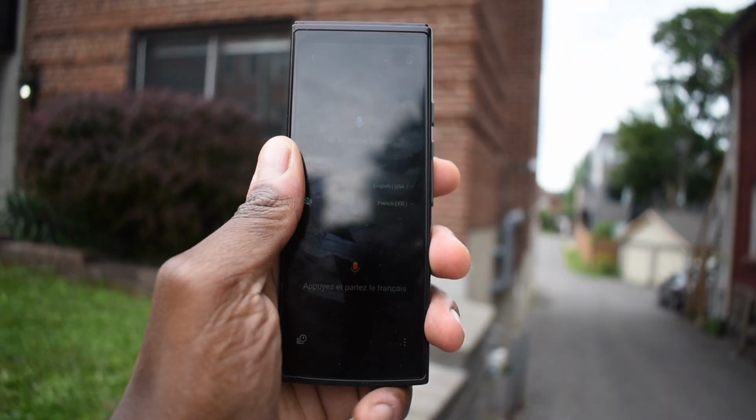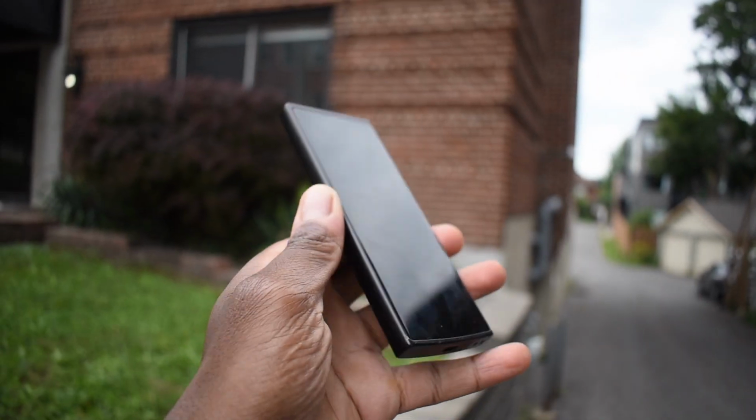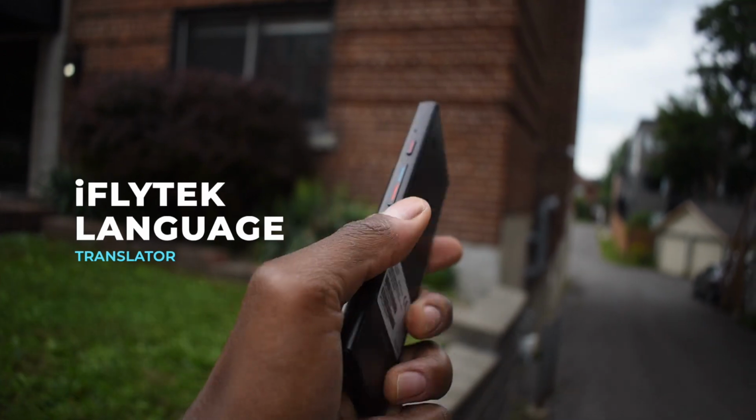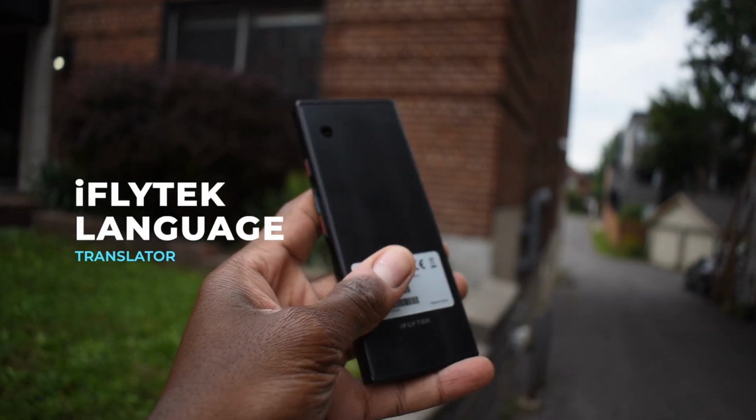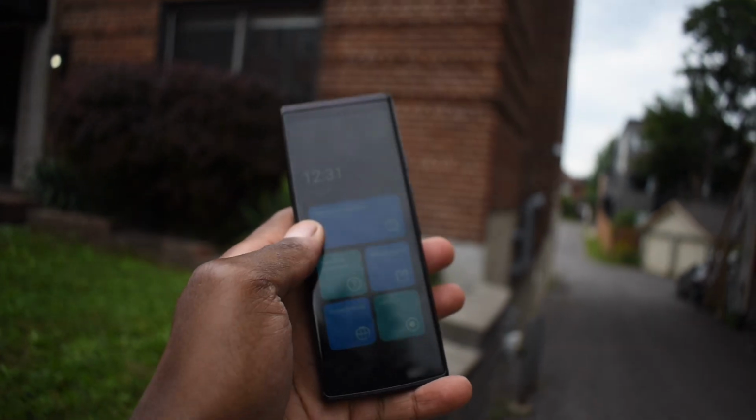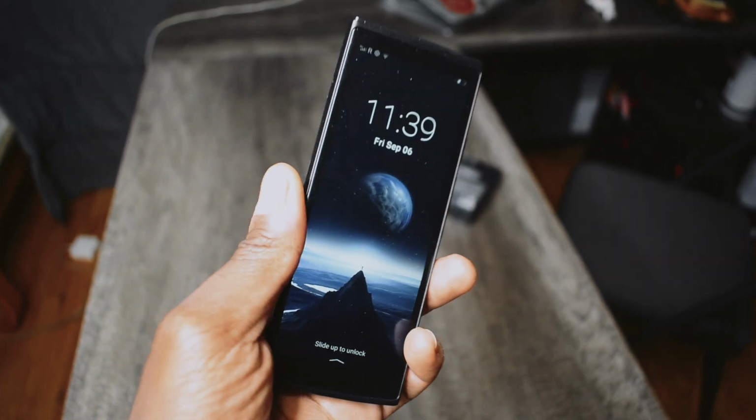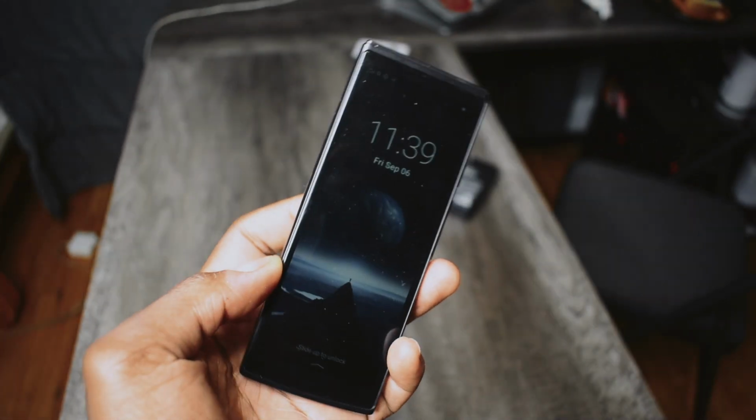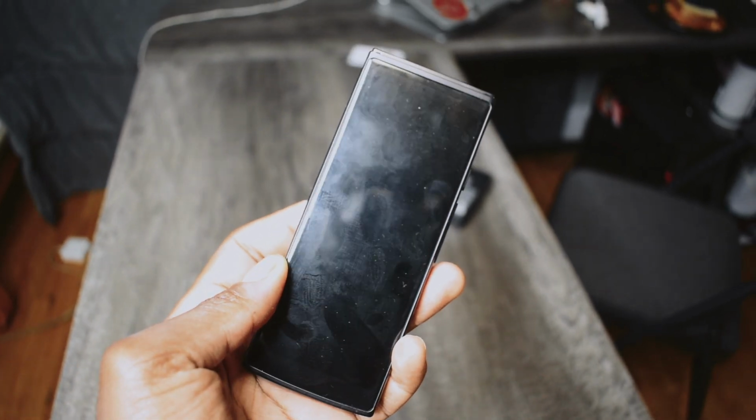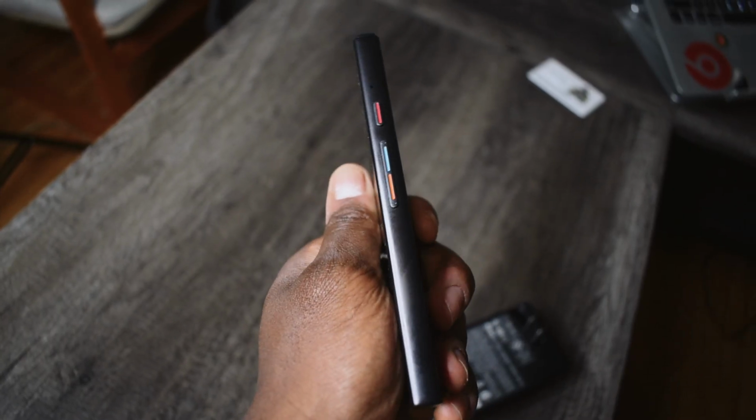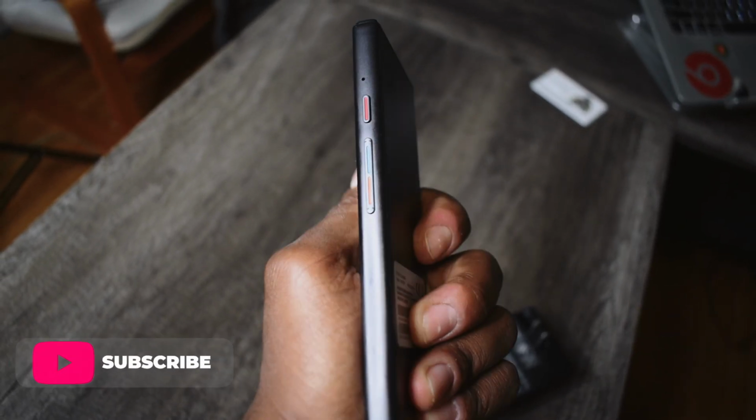I'm back again with another video, and for today's video I'm going to be taking a look at the iFLYTEK audio translator. And it's not just an audio translator, it's also an image translator, so you can read text. And one of the things that got me thinking about this piece of tech here is how practical is it really, and how practical would it be in your day-to-day life.